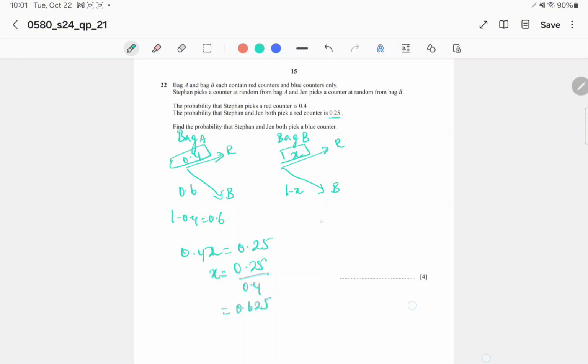Now for the blue counter, how will we do it? We will take these two conditions. So 0.6 into 1 minus x. Substituting, 0.6 into 1 minus x, where x we have calculated as 0.625. So your answer will be 0.225. So the probability to pick both the blue counters is 0.225. With this the question ends. Thank you.